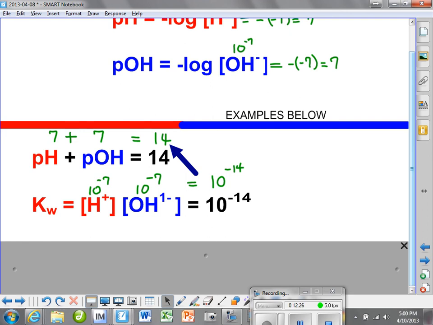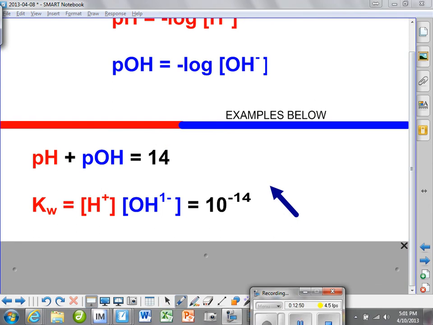14 down here. So 14 is something you want to look for and watch for, because the hydrogen ion and the hydroxide ion multiplied together will always come out to 10 to the minus 14. And we use that to solve for one for the other when we're doing our calculations that we're going to be doing in this chapter.